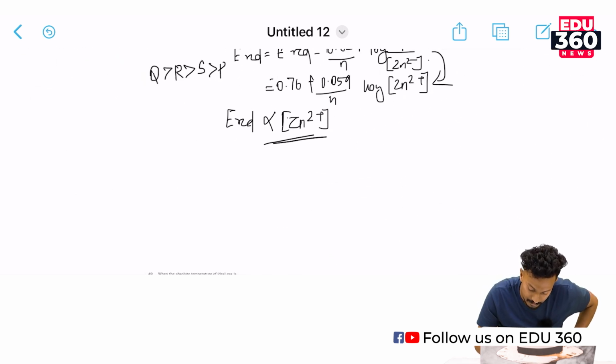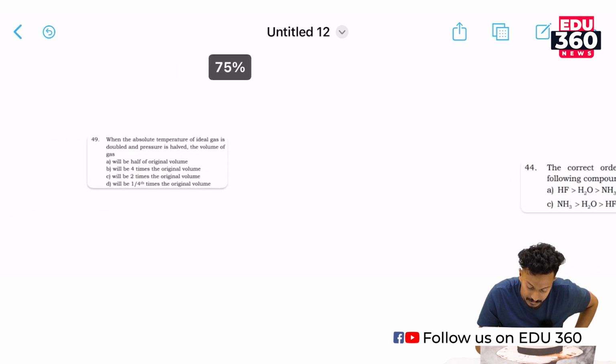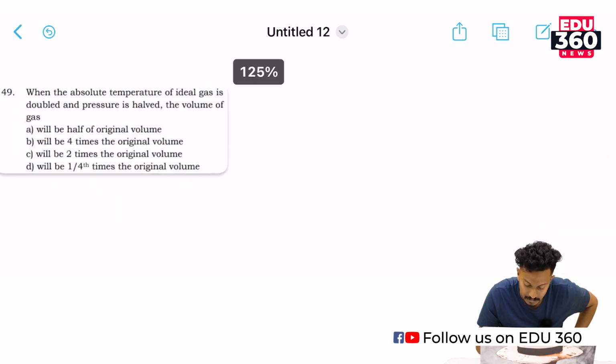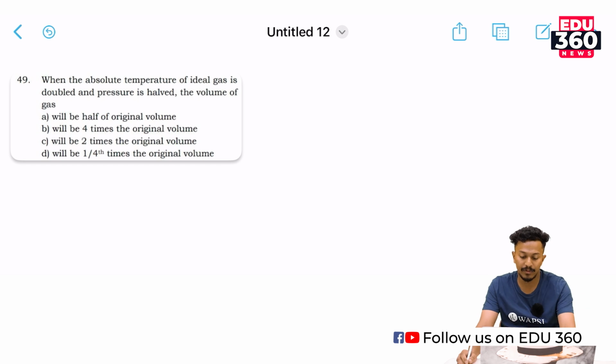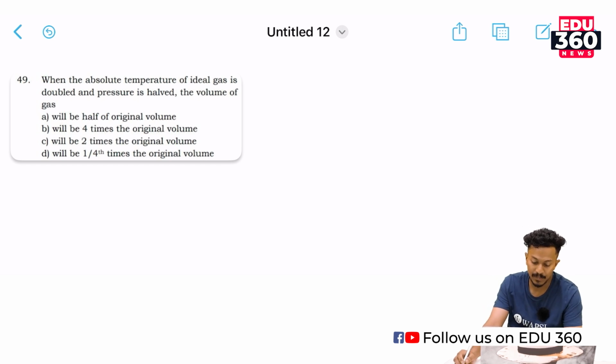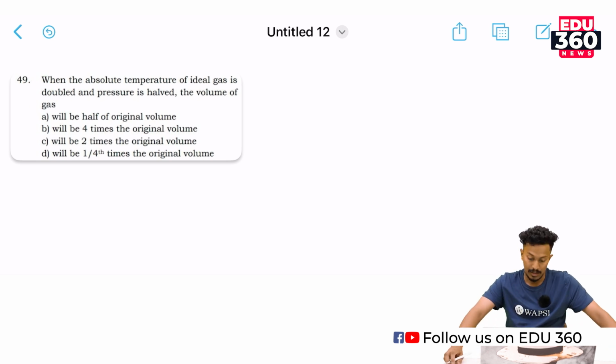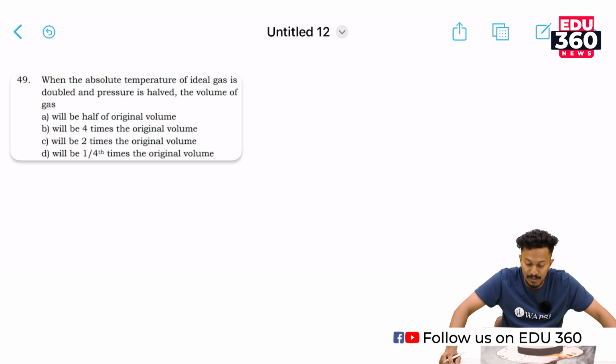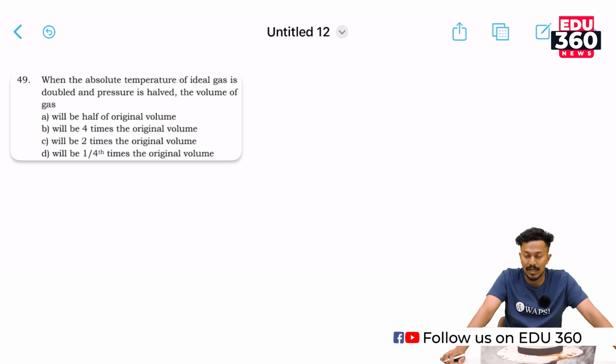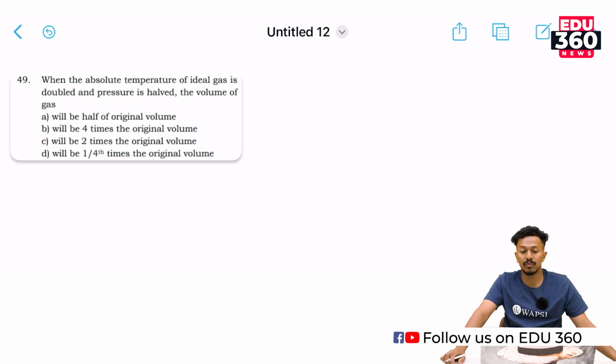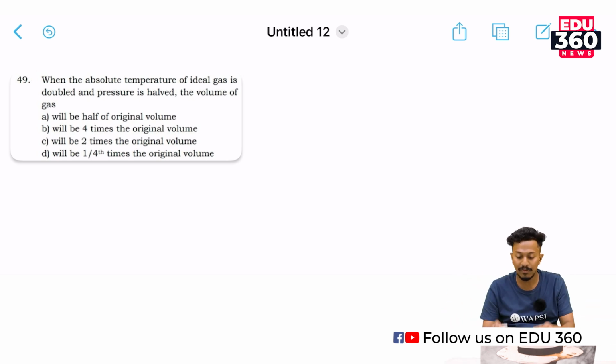When the absolute temperature of an ideal gas is doubled and the pressure is halved, the volume of the gas would be: half of the original value, 4 times the original value, 2 times, or 1/4 of the original. We'll look at this one.